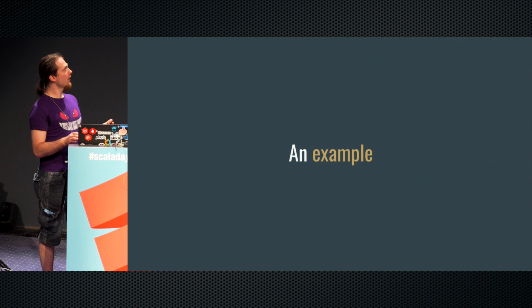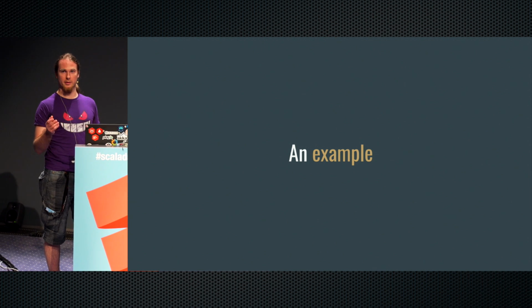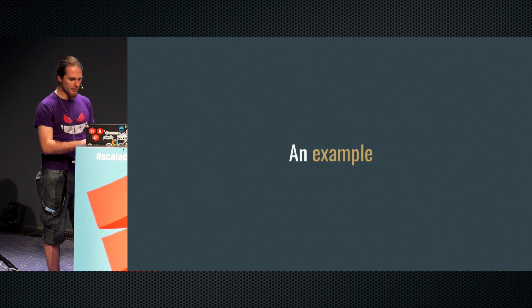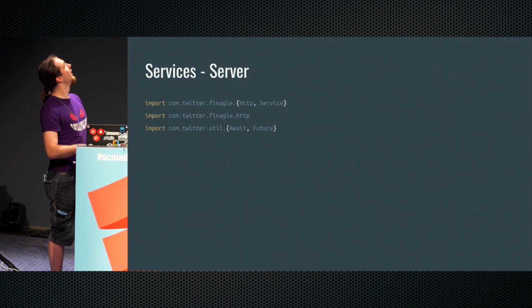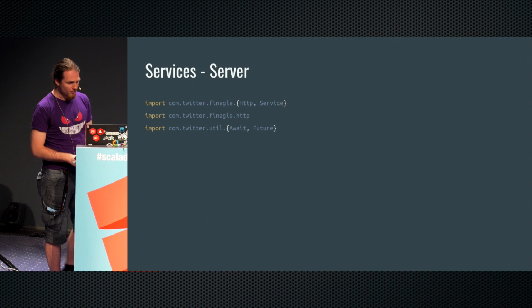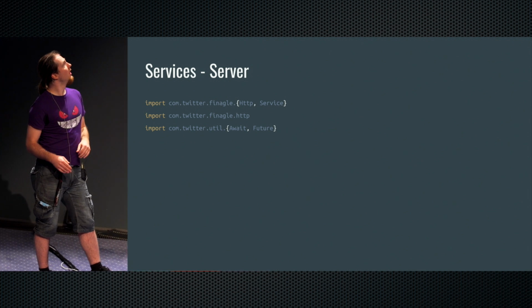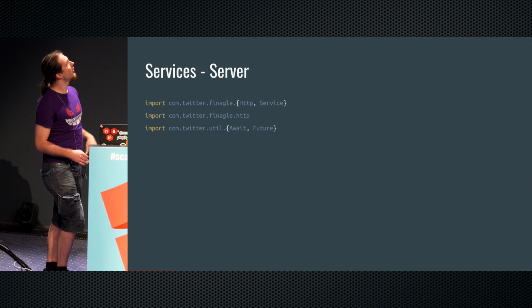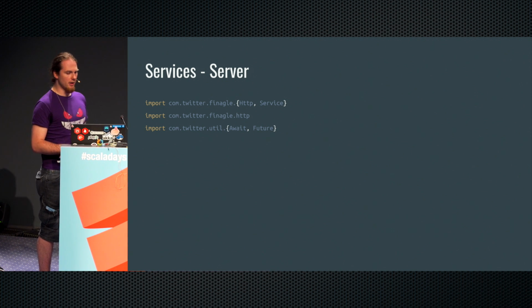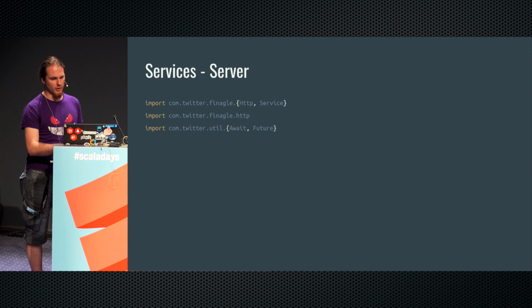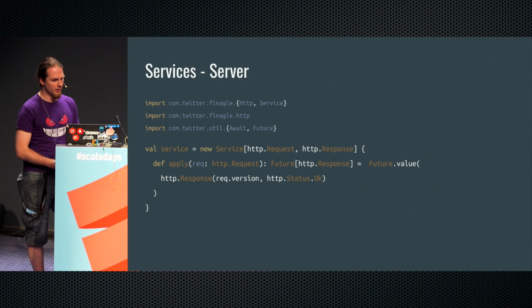So how does this look? The most basic example that comes to mind for everybody is HTTP. So first we have some imports. We import the HTTP protocol and the service definition, and then some helpers to start up the server and spawn the futures.